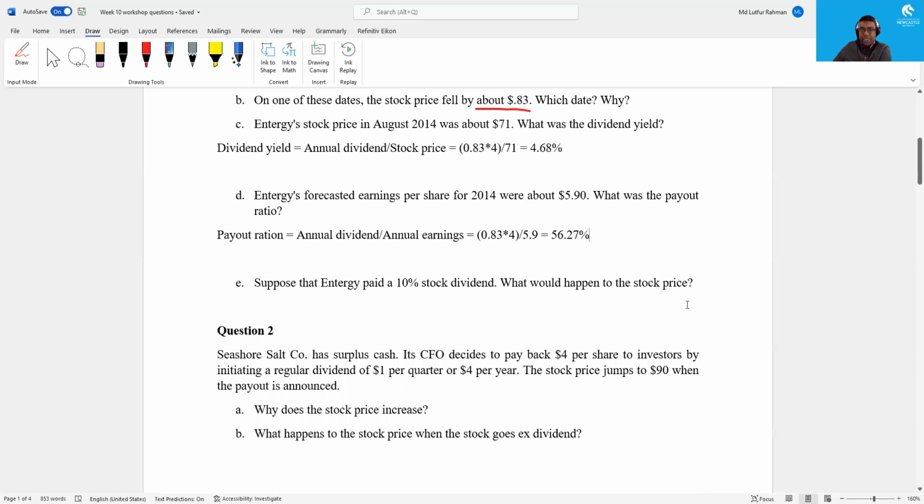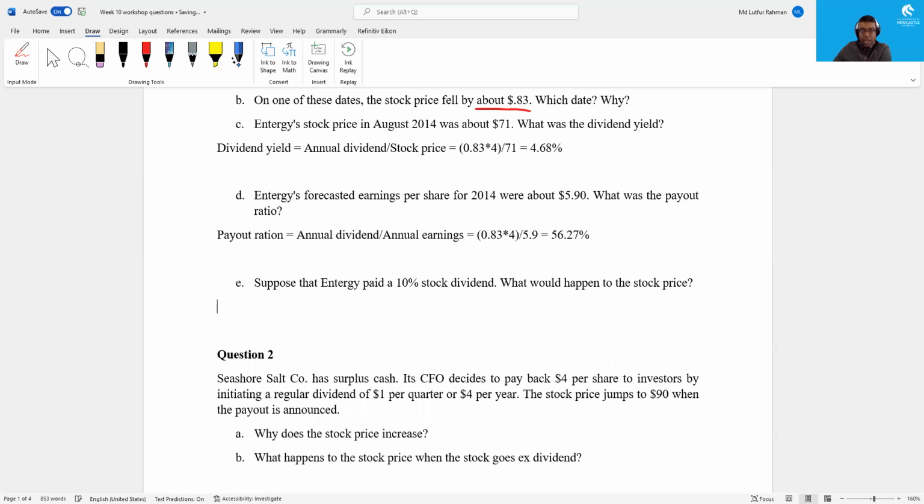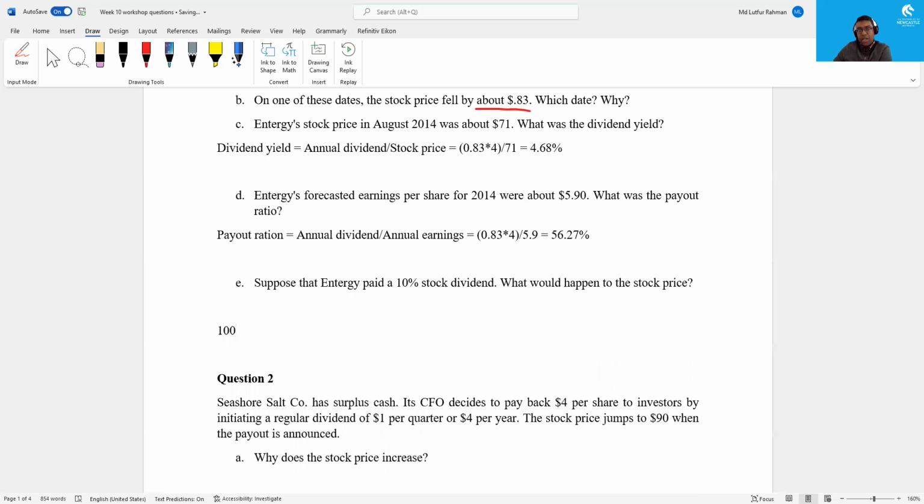Now, in this case, a 10% stock dividend is paid, which means that if you have, for example, 100 shares, it will be increased by 10%. So your number of stocks will be 110, once that stock dividend is paid.